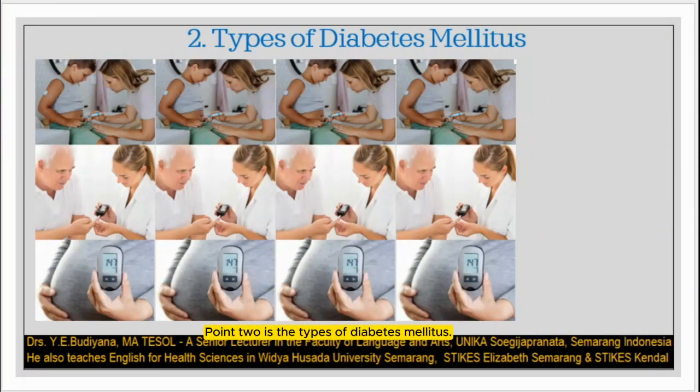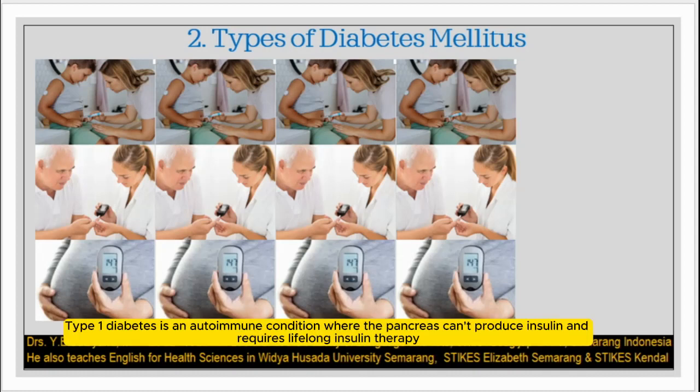Point 2 is the types of diabetes mellitus. There are 3 types of diabetes mellitus. Type 1 diabetes is an autoimmune condition where the pancreas can't produce insulin and requires lifelong insulin therapy. Type 2 diabetes is a metabolic disorder due to insulin resistance and insufficient insulin production.